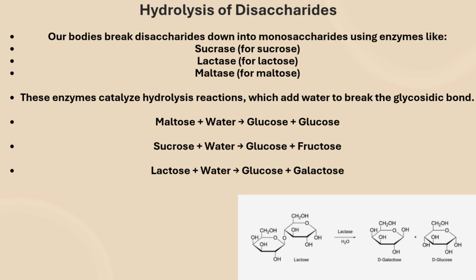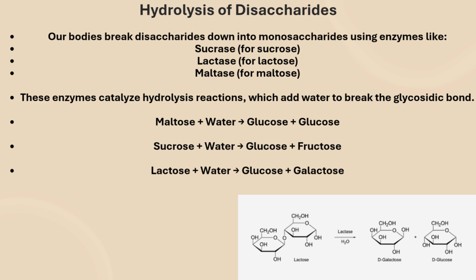These enzymes work by catalyzing hydrolysis reactions. That means they help break down disaccharides by adding a molecule of water. This water helps break the glycosidic bond that holds the two monosaccharides together. Let's look at a few examples.